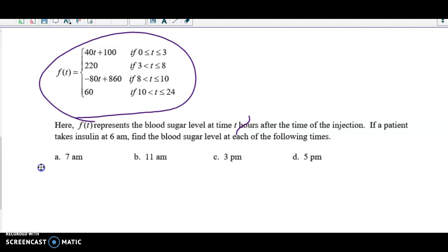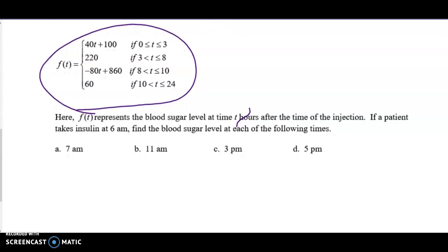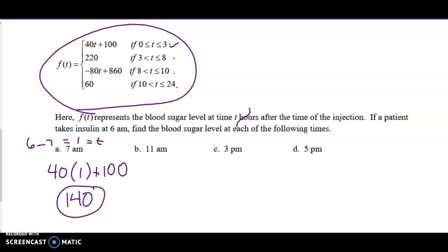So 6 a.m. to 7 a.m. That's 1 hour. So that means t is equal to 1 here. So I go back, which of my equations is the one it's in? It's up here in the first one. So in place of t in the first equation, I put my 1, and I find the blood sugar level is 140 at that time.